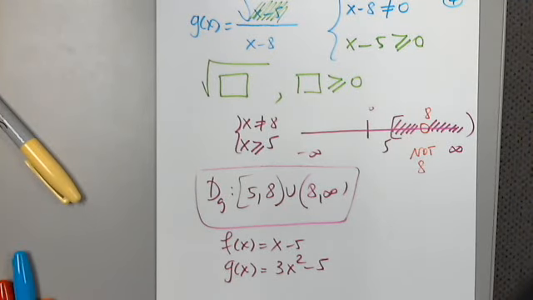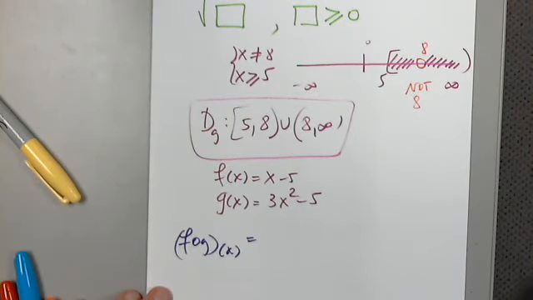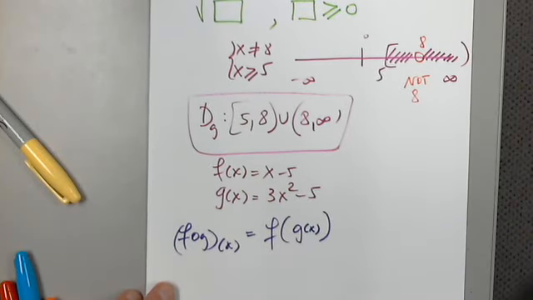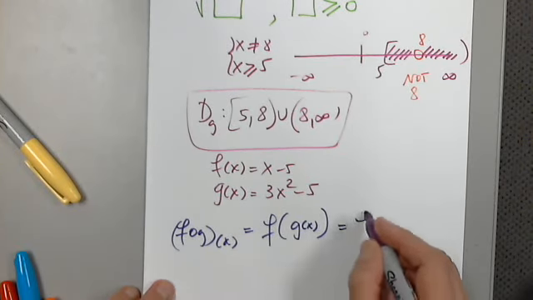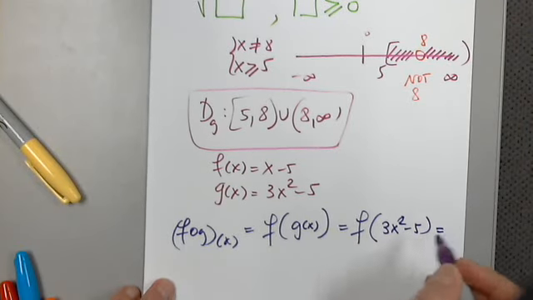So f of x equals x minus 5 and g of x equals 3x squared minus 5. We're asked to find f comma g, g comma f, and evaluate both at 0. Ready? So let's find f comma g. It is wise to write the definition first. F of g of x, and write f of 3x squared minus 5.